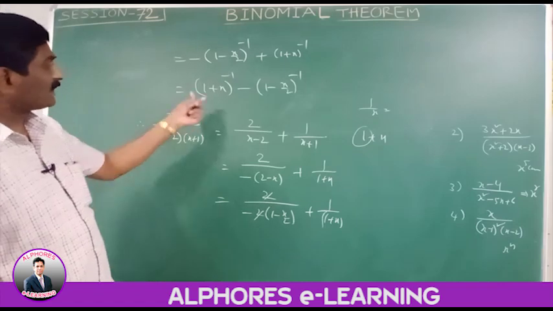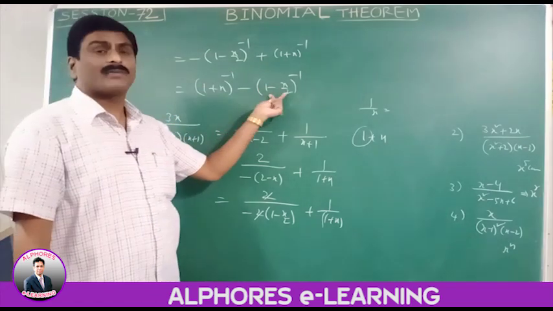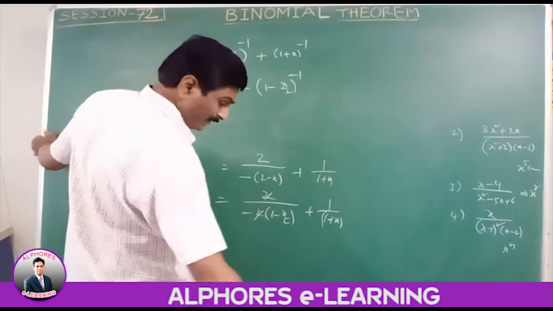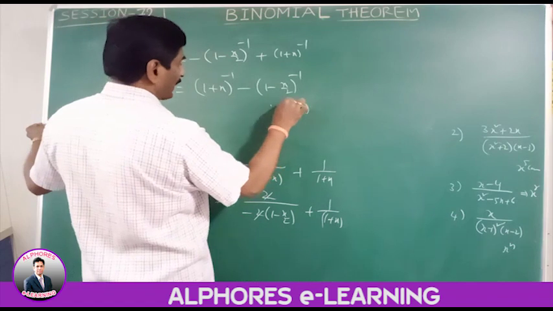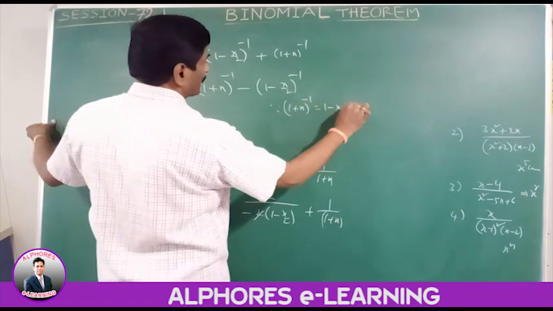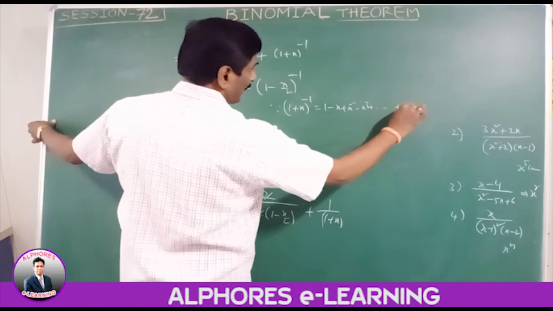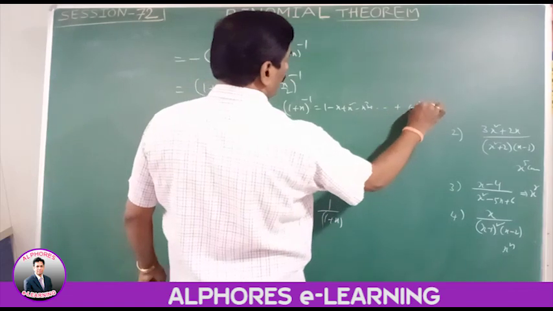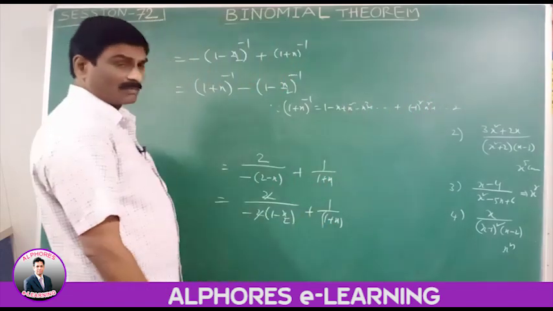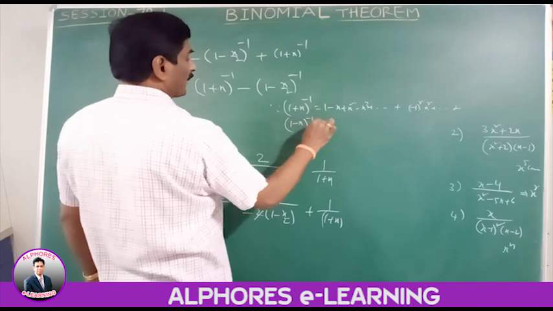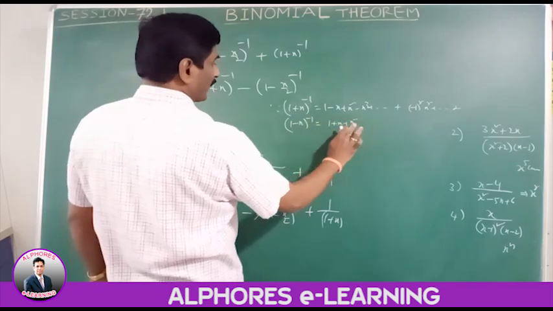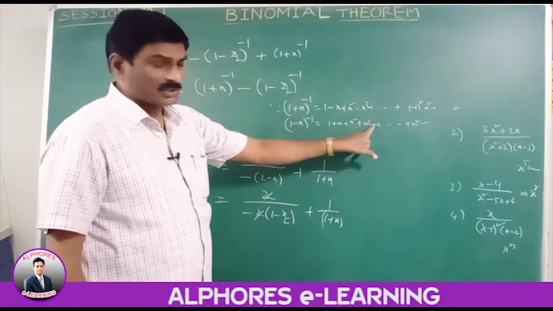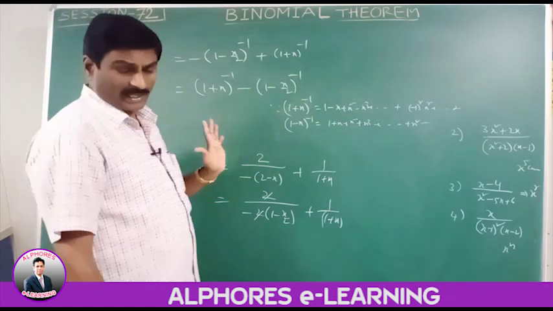Please observe this value. It is in the form of (1 plus x) whole power minus 1 and in the form of (1 minus x) whole power minus 1. Expand that value. What is the formula? We know that (1 plus x) whole power minus 1 is equal to 1 minus x plus x square minus x cube plus so on, minus 1 whole power r into x power r, plus so on infinite. It is the formula. Similarly, (1 minus x) whole power minus 1 means 1 plus x plus x square plus x cube, so on, x power r, so on infinite. If both are minus, all are positive. If plus and minus, alternately plus and minus. Please observe that point.